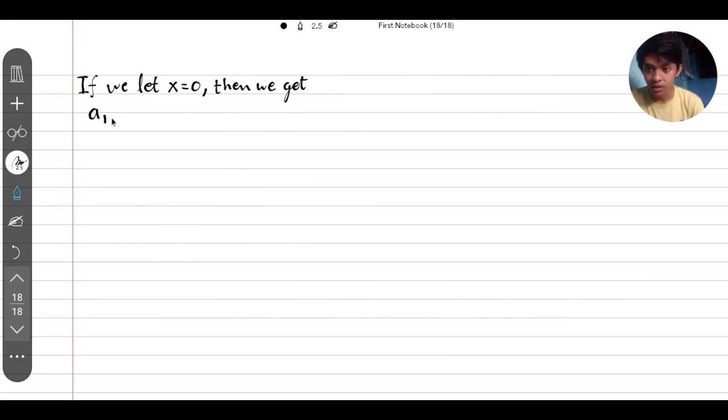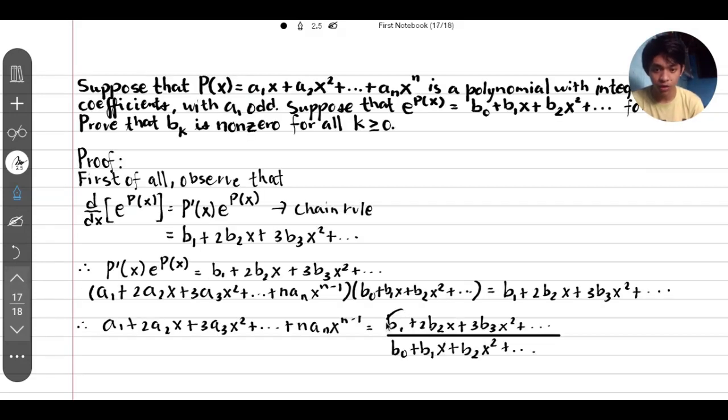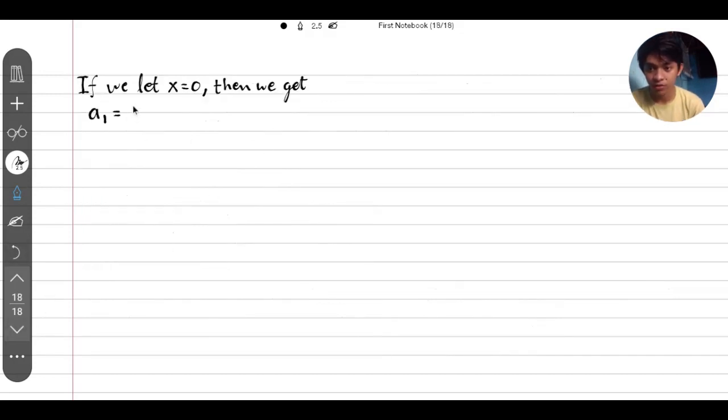and as for the right hand side, we have b sub 1 on the numerator, because all the terms other than b sub 1 are going to vanish, as well as the denominator, so b sub 0 will be the remaining term. So therefore, b sub 1 all over b sub 0.